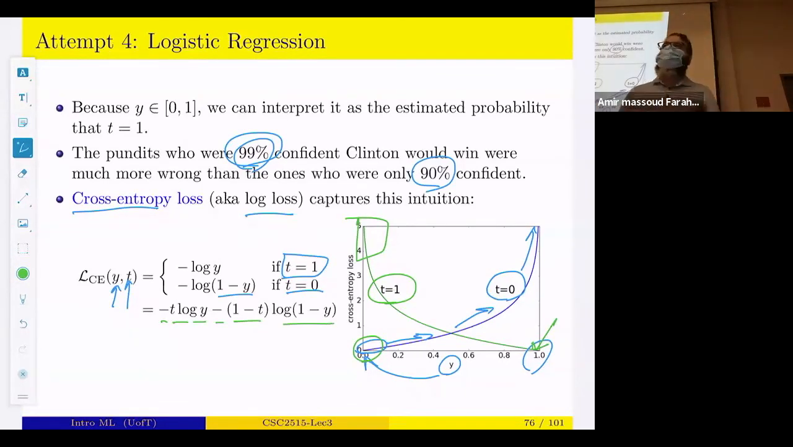So it is not difficult to see because t is either 1 or 0. So in either of these cases, it acts like a switch. If t is equal to 1, this term only is on, and this term is off, and vice versa. So this is a very compact way to write these switching cases. So this is our logistic loss.